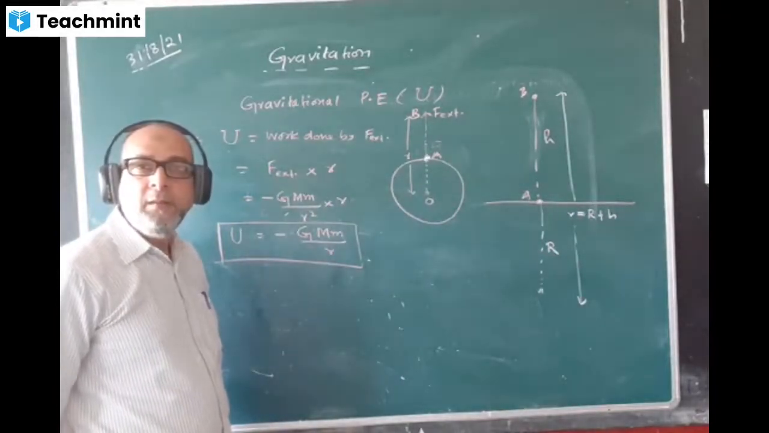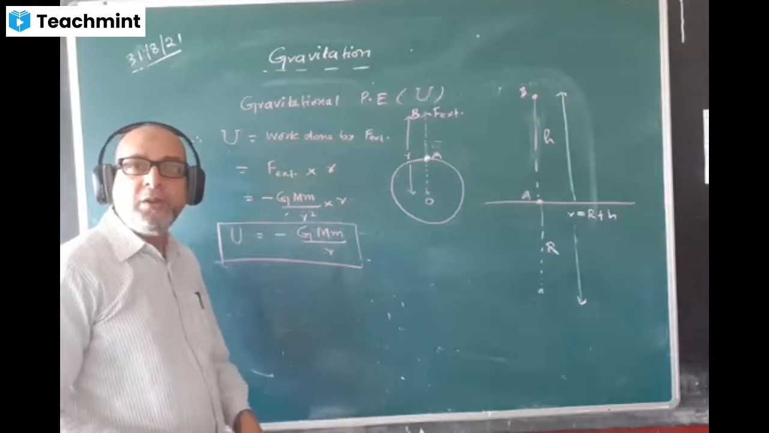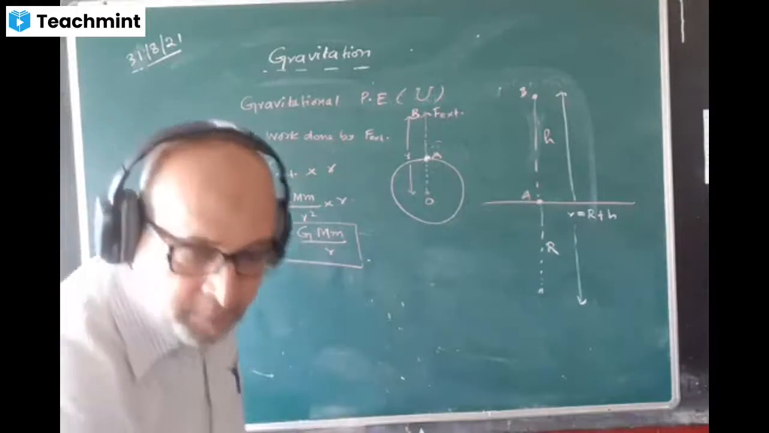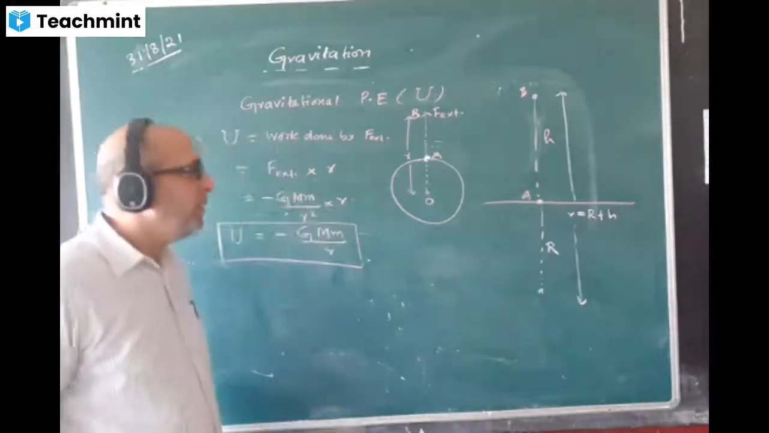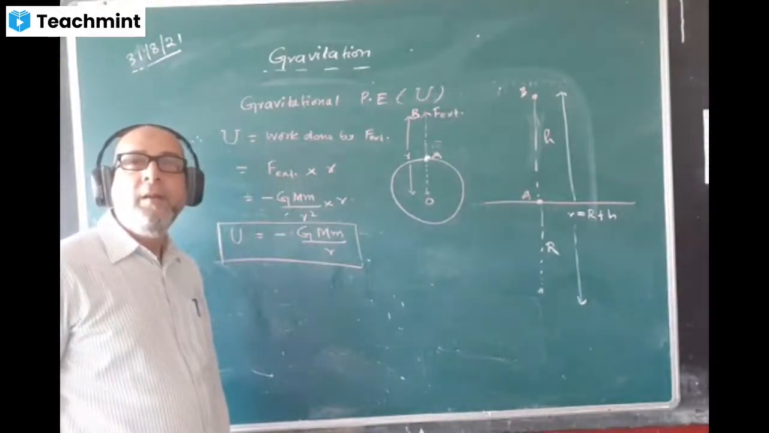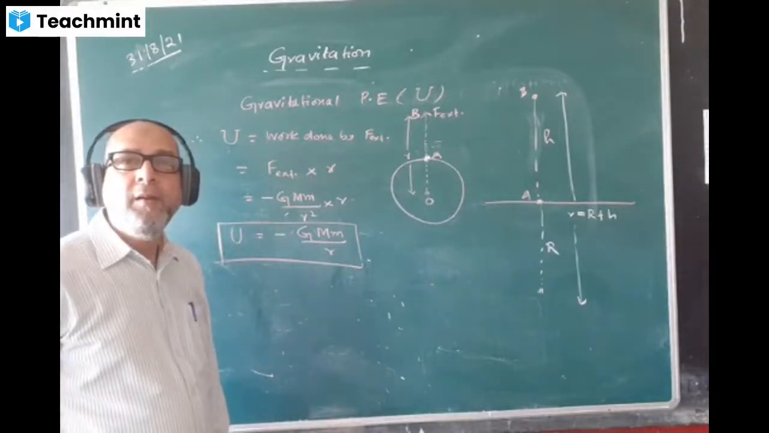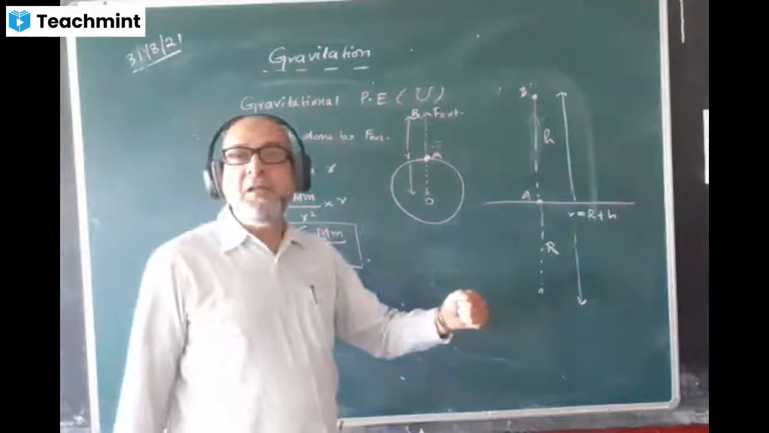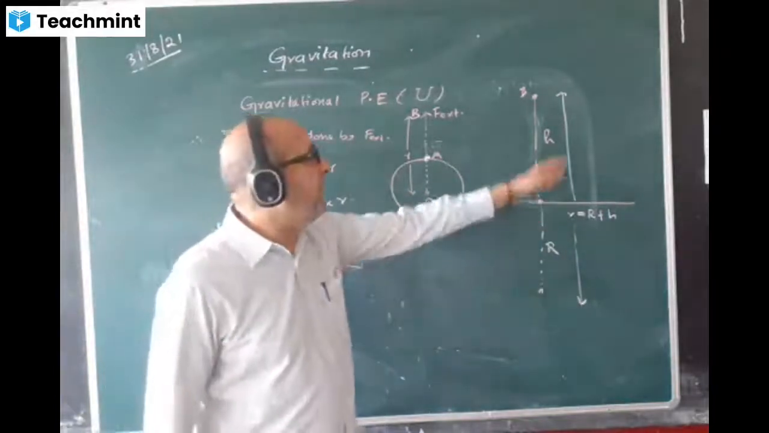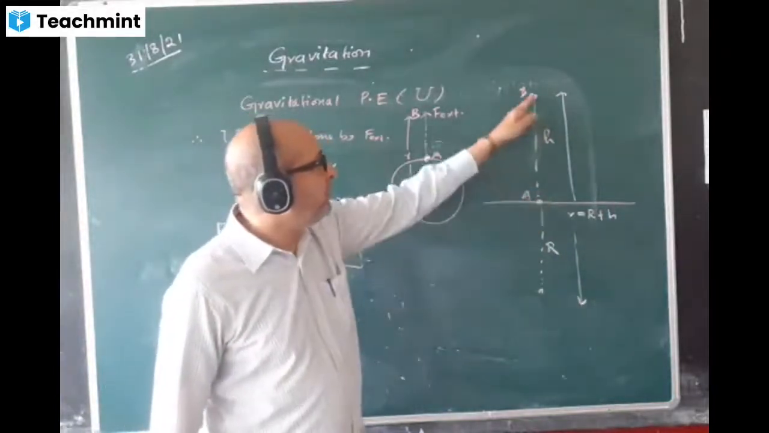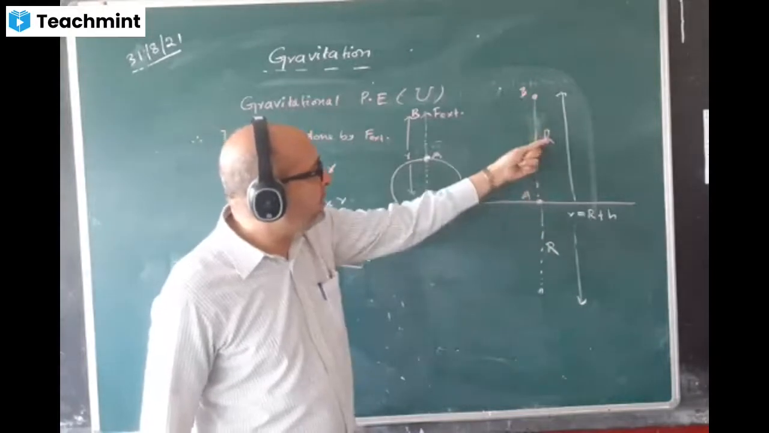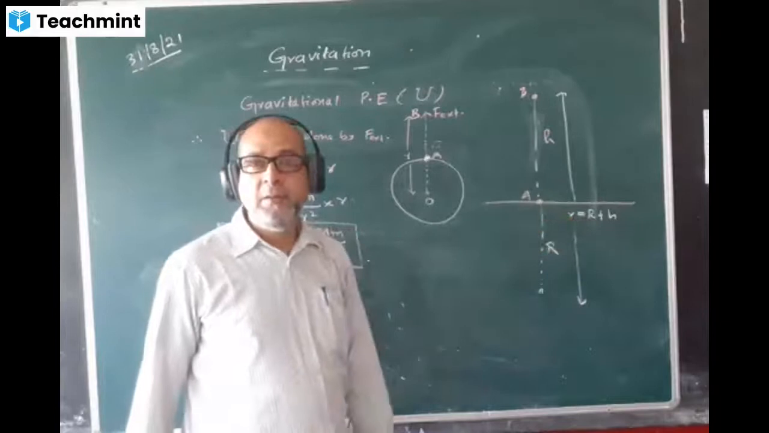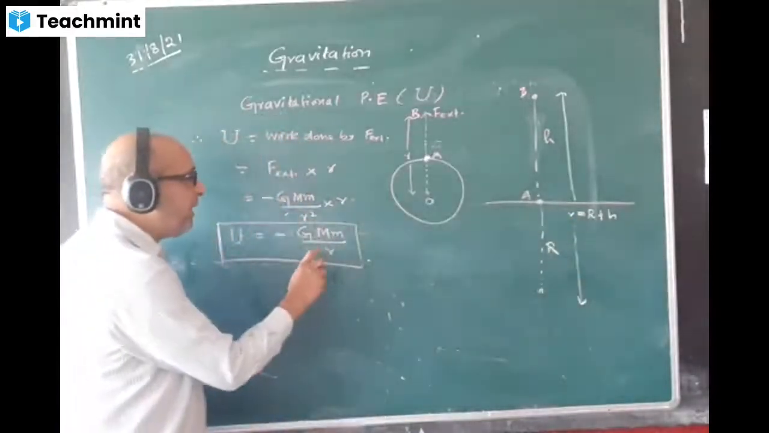Have you understood, boys? Tell me. Yes. To find the energy at B, we have to write r is equal to R plus H. So to find the gravitational potential energy at a point which is at some height from the surface of the Earth, suppose the point B is at some height H from the surface of the Earth, then the small r value will become R plus H.